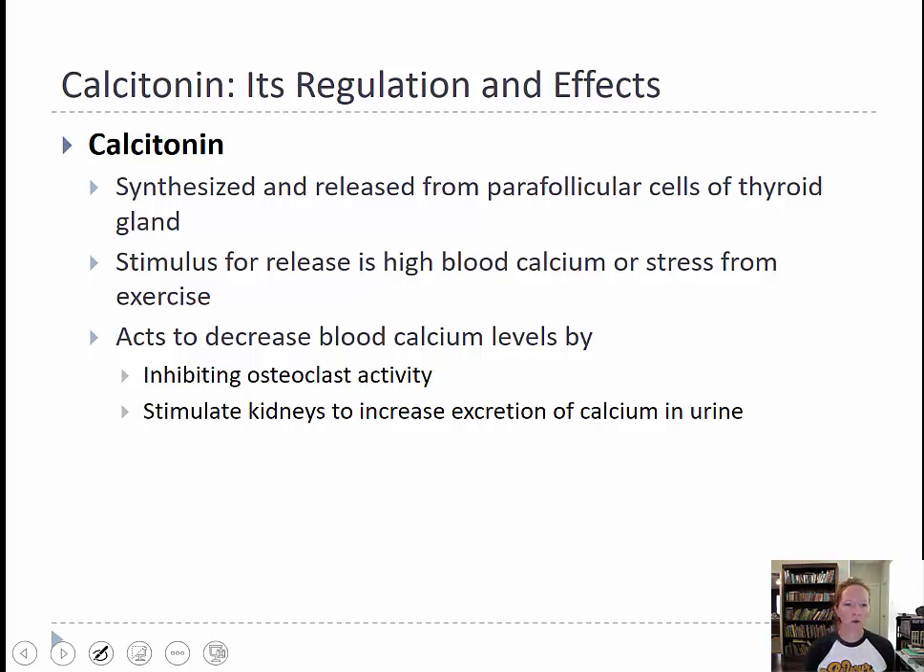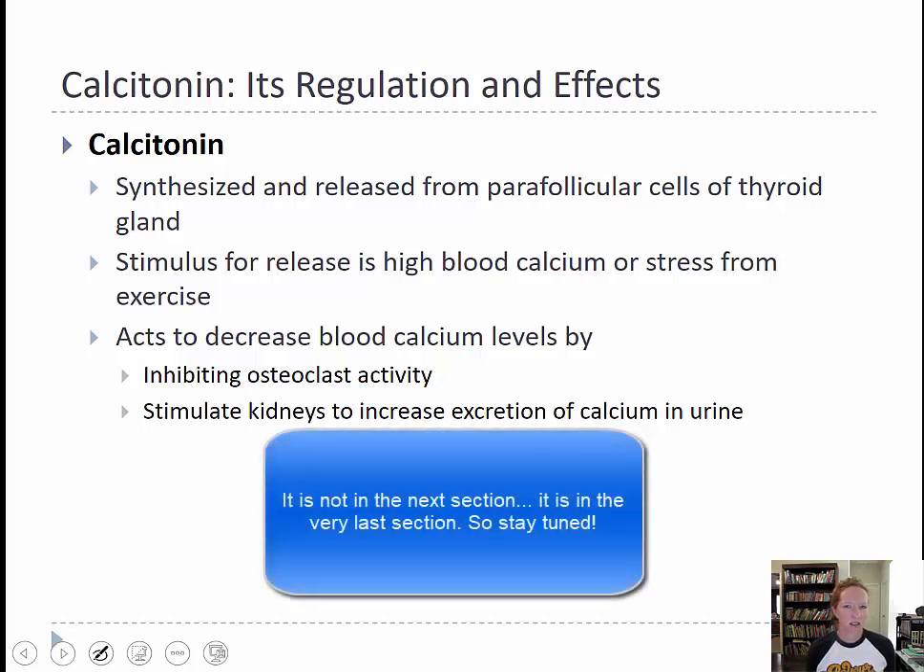It does it a couple of different ways. It can go in and just tell osteoclasts to calm down, so it inhibits osteoclast activity, but it can also go in and stimulate kidneys to help with excretion that way, so we can get rid of more calcium in the urine. So there's a couple of different ways that it's going to do it, but just make sure you remember calcitonin, and it helps decrease blood calcium levels.